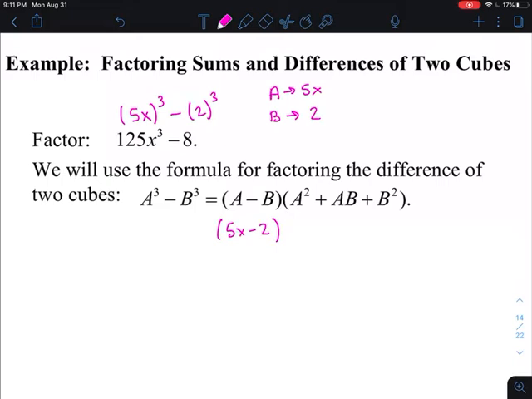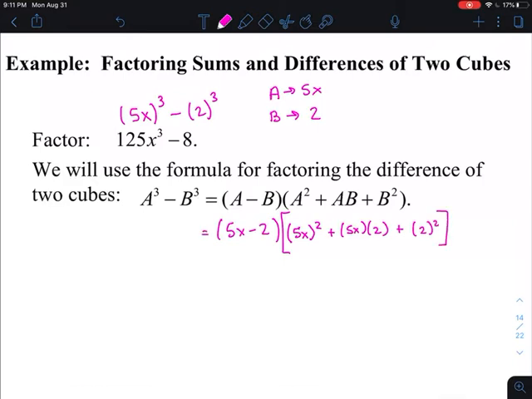And then to figure out what would be left over, I'm going to write this out a little bit more because it's notes. We're going to take the a value, which is 5x, and we're going to square that. Plus, we're going to take a times b, which is 5x times 2. And then we're going to add that b squared, which is 2 squared.